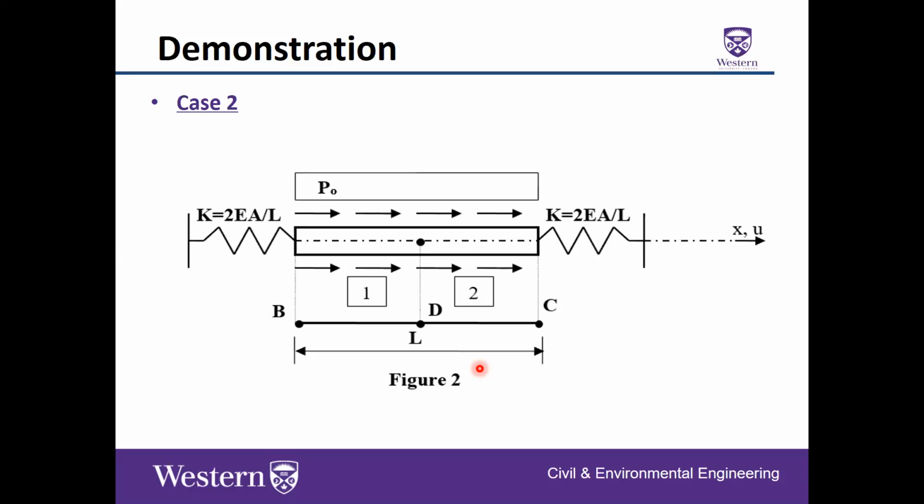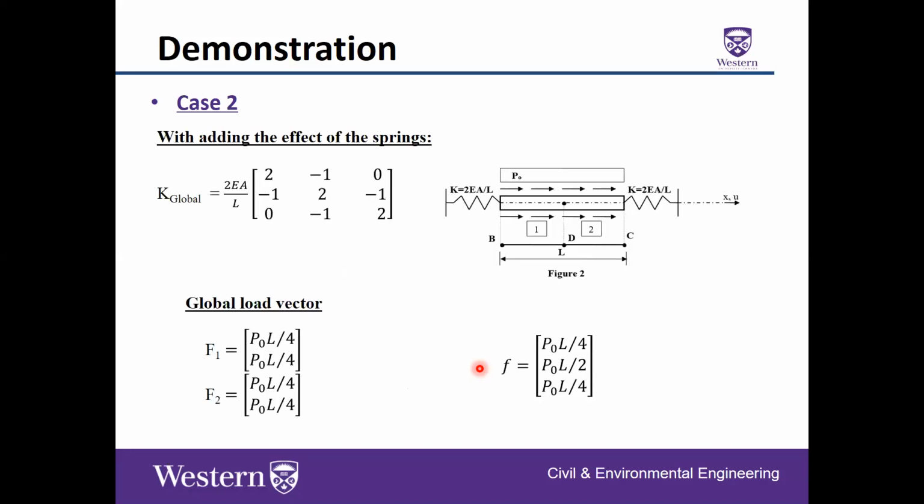So the global stiffness matrix is exactly the same. We'll use the one that we already got from the last step. And the only thing that will be different is the global load vector. And for the global load vector, we can use either one, the logic.